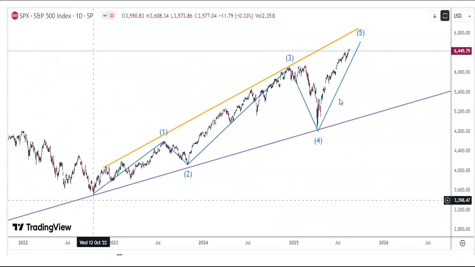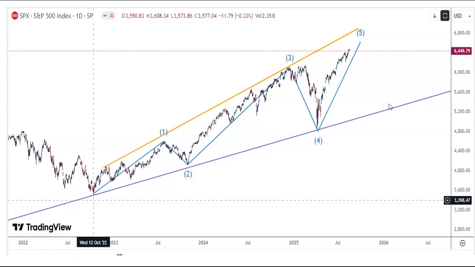What else? Okay, here's the S&P. The S&P has formed also a widening triangle here and five Elliott waves. The fifth, we are not so sure whether it has been completed or not, but it's about to be completed. Then after that, we are going to expect a retracement.